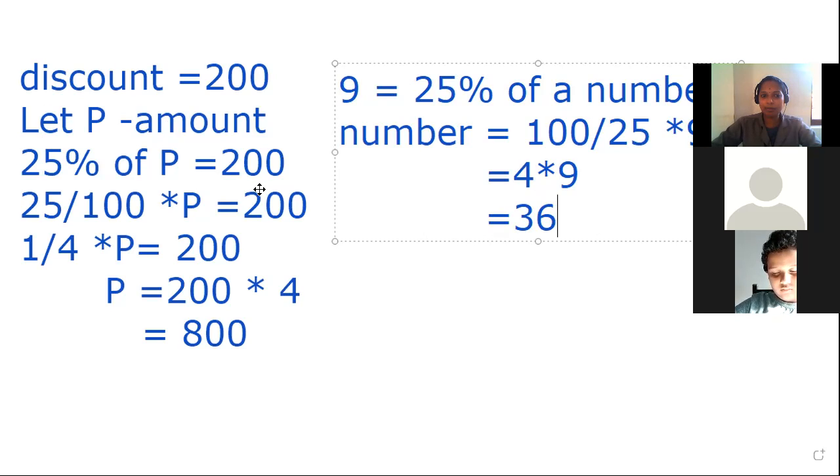Did you get the way in which we are finding the number? In the first example, we went through more steps, but this one is easier. Here we are doing the same thing. Look here, 25 by 100 into P. While transposing 25 by 100 to the other side, what happens? It becomes 100 by 25. That is 100 by 25 into 200. That's all that we have already done. The same way we are calculating the number here, 100 by 25 into 9, which gives 36. Did you get the idea?